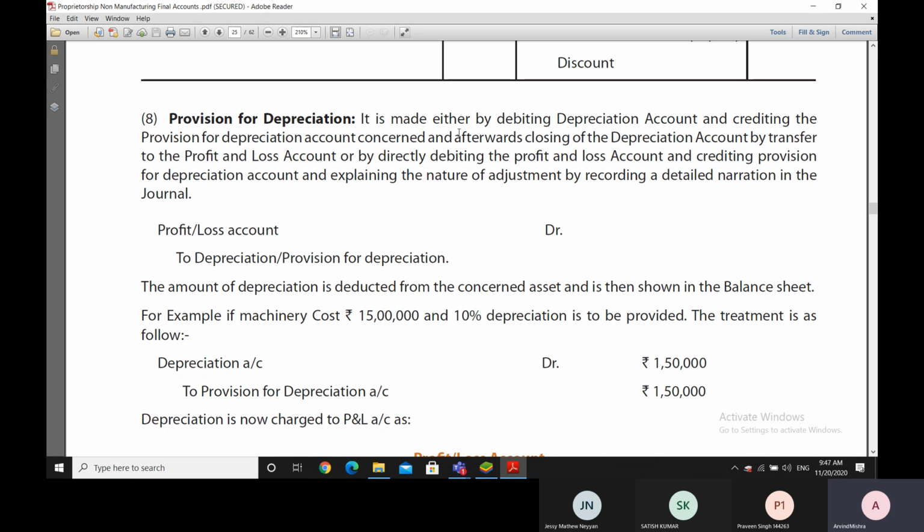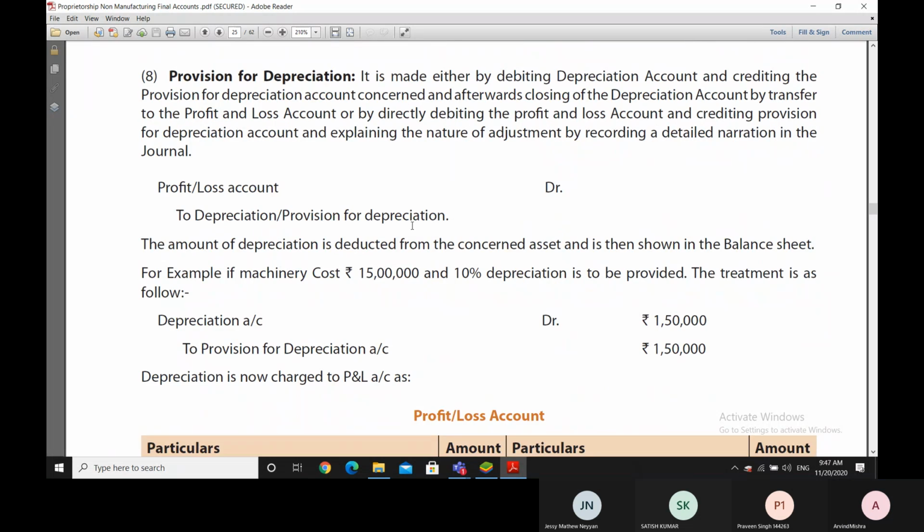Thereafter, there is a provision for depreciation. In respect of creating this provision for depreciation, this provision can be made in two ways. Either we debit the depreciation account and credit the provision for depreciation account, and afterwards I close the depreciation account by transferring the balance to the profit and loss account by crediting the depreciation account and debiting the profit and loss account.